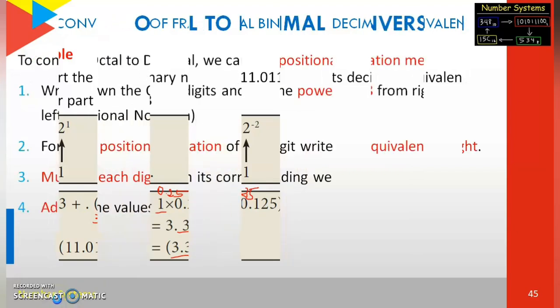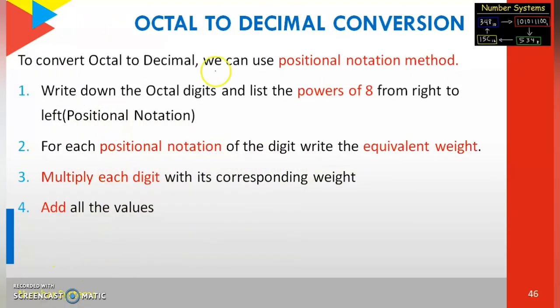Now we move to the next conversion, that is octal to decimal conversion. How can we convert a number from octal to decimal? For this conversion also we use the positional notation method. First write down the octal digits and list the powers of 8 from right to left.